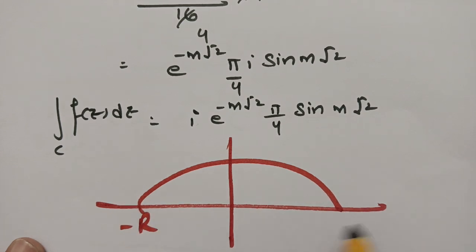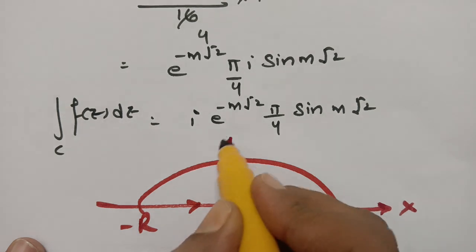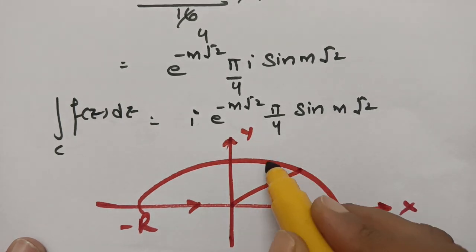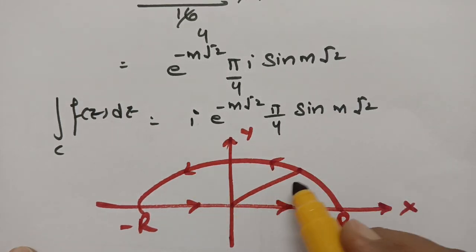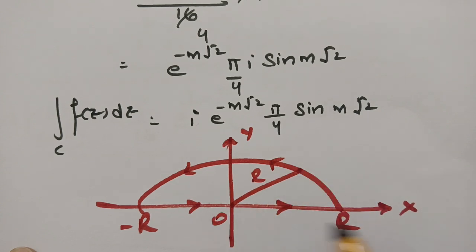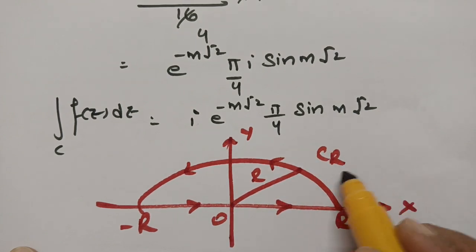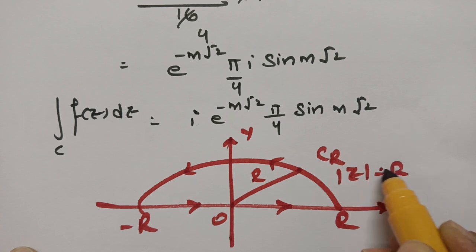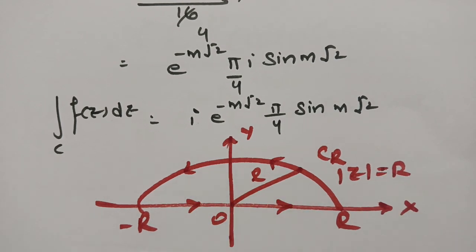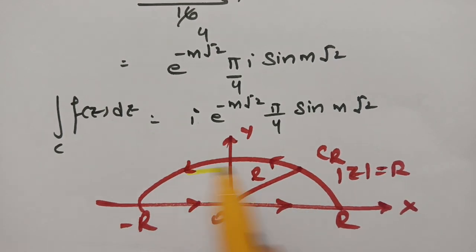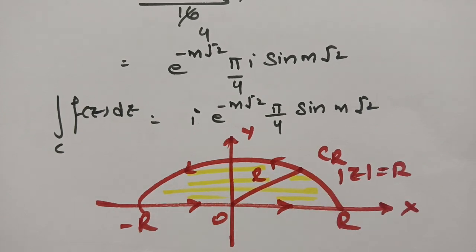So from minus r to plus r, this is along the real axis, the x axis, and this is the y axis, and through this semicircle with radius r and center 0, this is C_R, that is |z| = r. Now this total integral can be split into two types of integrals. The first one is through the real axis, and the next one is through the semicircle.